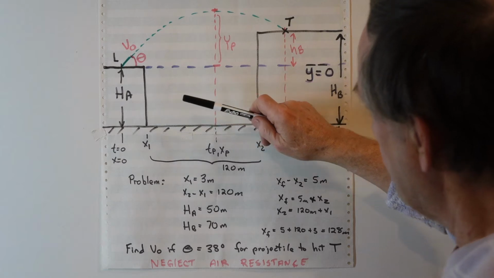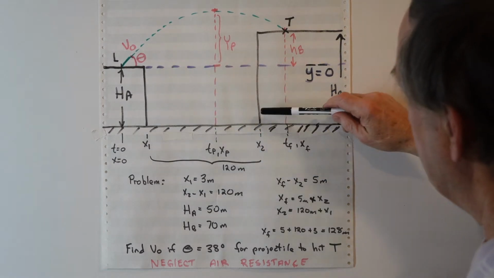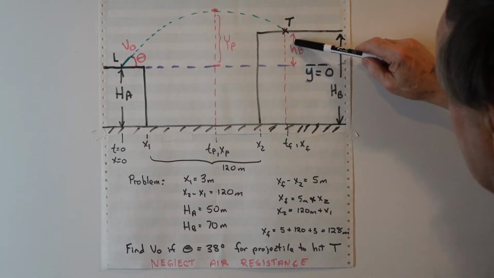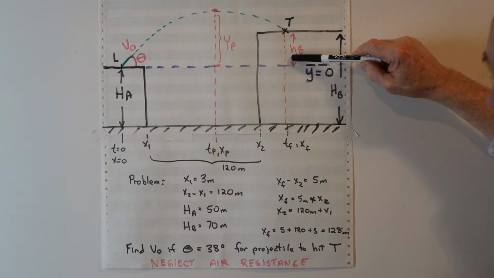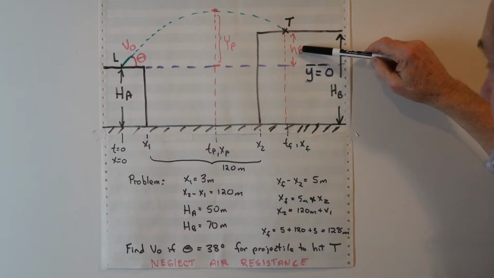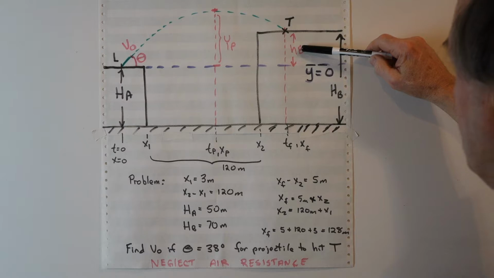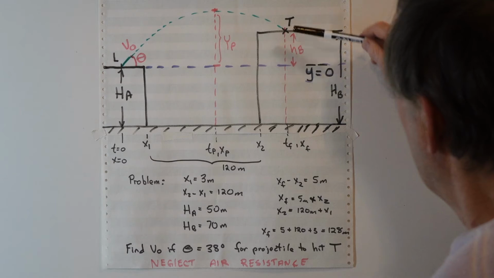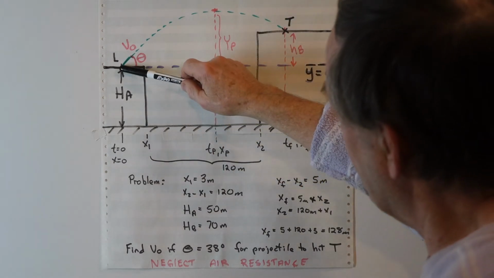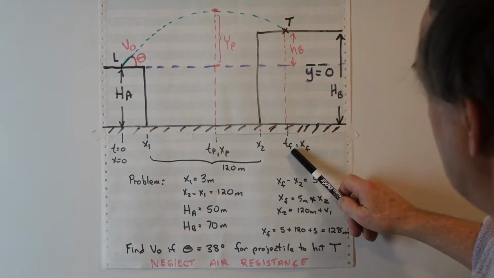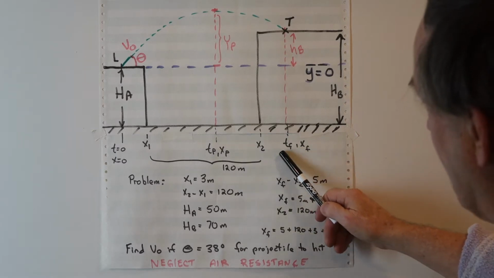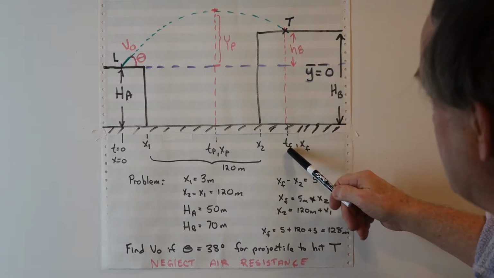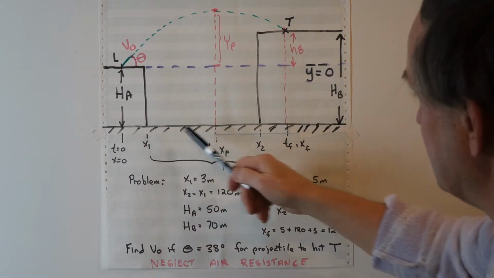Building A is 50 meters high. Building B is 70 meters high. So the height difference is little hb, which is 70 minus 50, or 20 meters. Now, the distance that the target is from the launch point is xf, and that will be when the projectile hits it at time tf. This is final time, the x distance final.